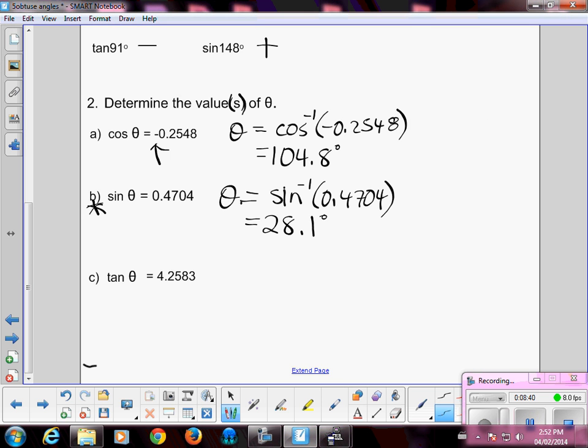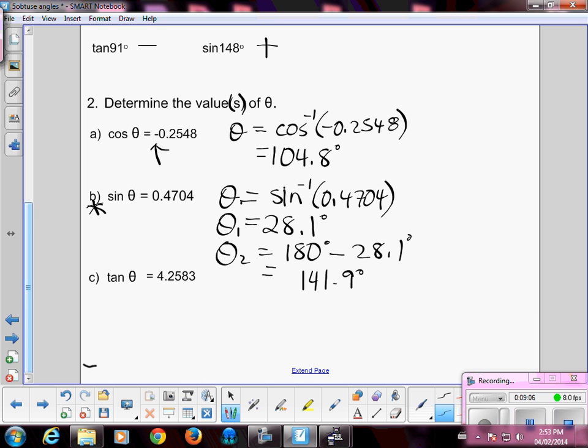Now, it could be that, or it could be its supplementary angle. So there's two answers. So my first theta could be 28.1. My second theta is going to be 180 minus 28.1. And so when we do that, it's going to be 0.9. I believe I've got that right. If not, you can correct that.